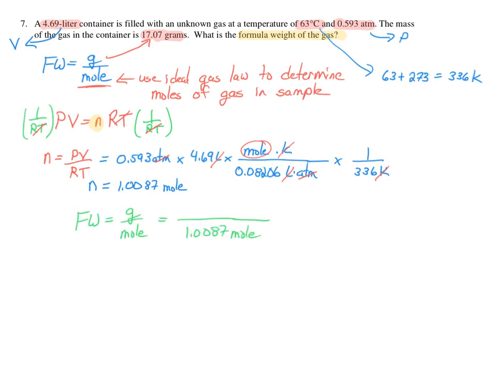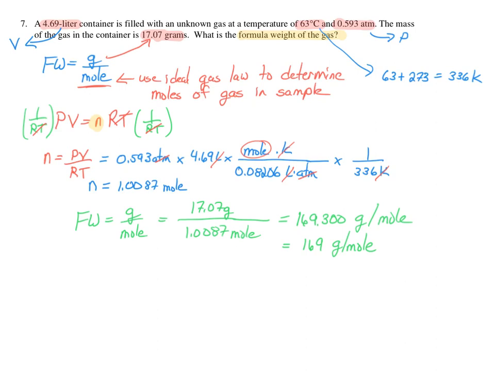We go back up to the statement of the question. We're trying to determine formula weight. It's grams per mole. We've just calculated moles. We have a couple extra sig figs. And we go up to the statement of the problem, and we can remind ourselves what the mass of this gas is. And here we have our final numerical answer.